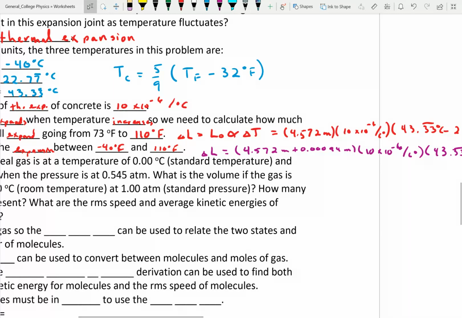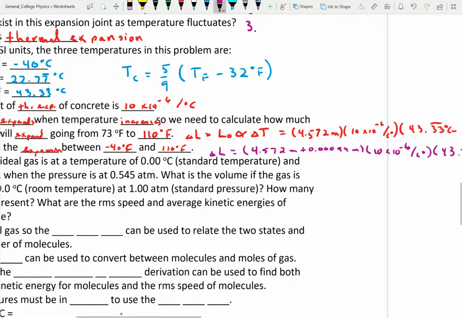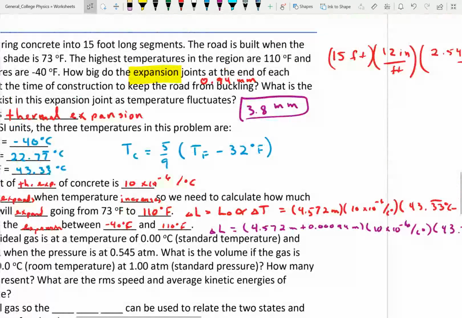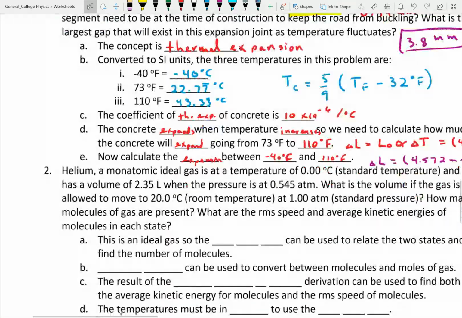The difference between maximum and minimum length is 3.81 millimeters, which to two significant digits is 3.8 millimeters. So that's the biggest gap that's going to exist. And the gap that they need to make when they make it is roughly 1 millimeter. Excuse me, roughly 1. I was right the first time. Okay, so that was a problem with thermal expansion.